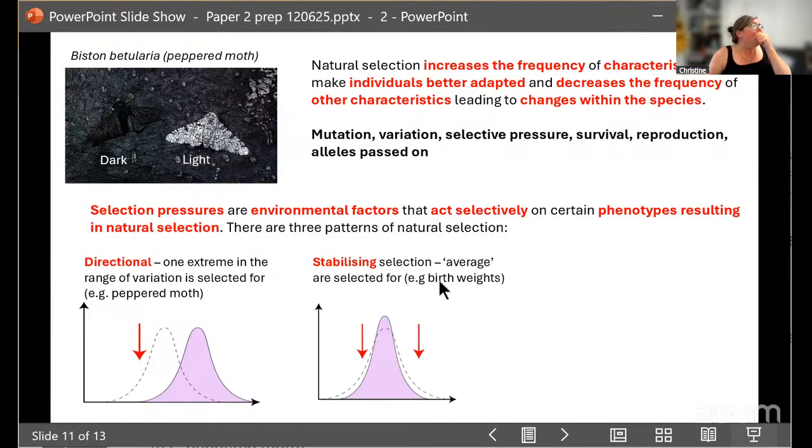With regards to stabilizing selection, the one that we tend to talk about is birth weights. Stabilizing selection is that we're selecting for the average. Now remember, this is showing you a normal distribution curve here. So you know that your mean is going to be whatever that mean is calculated.